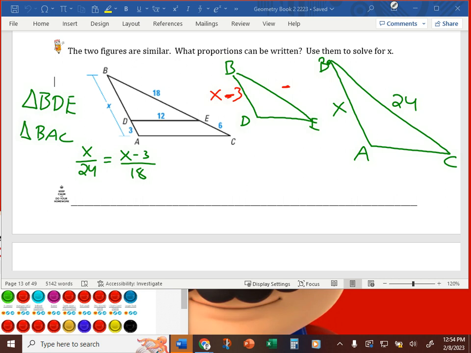And then what is the length of BE, which is the corresponding side with BC?